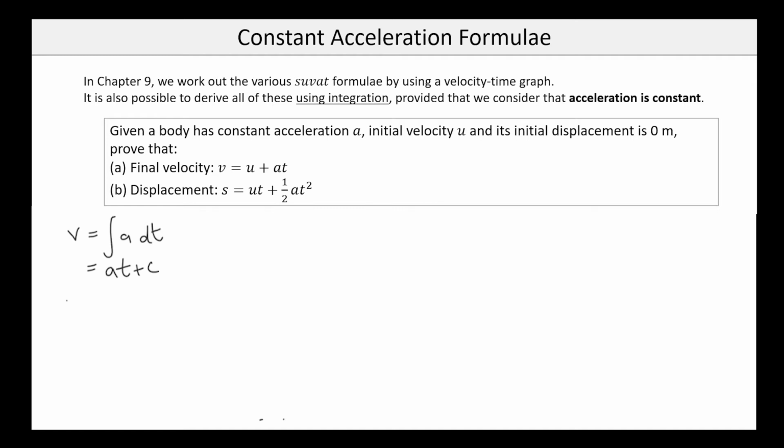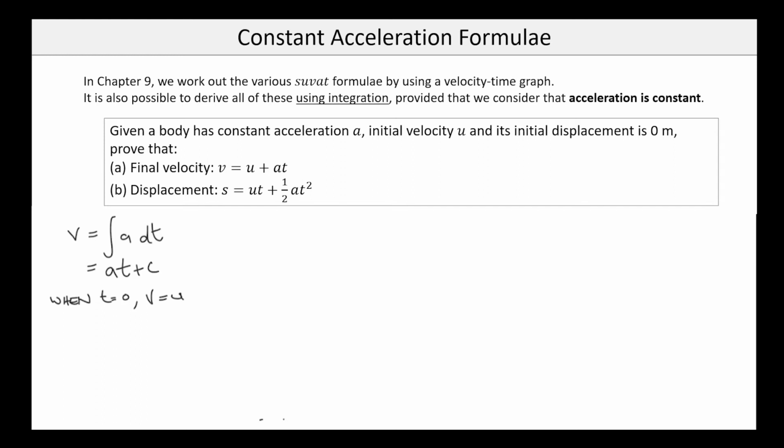This constant of integration, I can find its value if I use the information given to us. We were told that the initial velocity is u. We actually knew that. We've always known u to represent initial velocity. More specifically, initial means that the time equals 0. So I can formalize that maybe a little bit by saying that when t equals 0, v equals u. So when time is 0, the current velocity is the initial velocity.